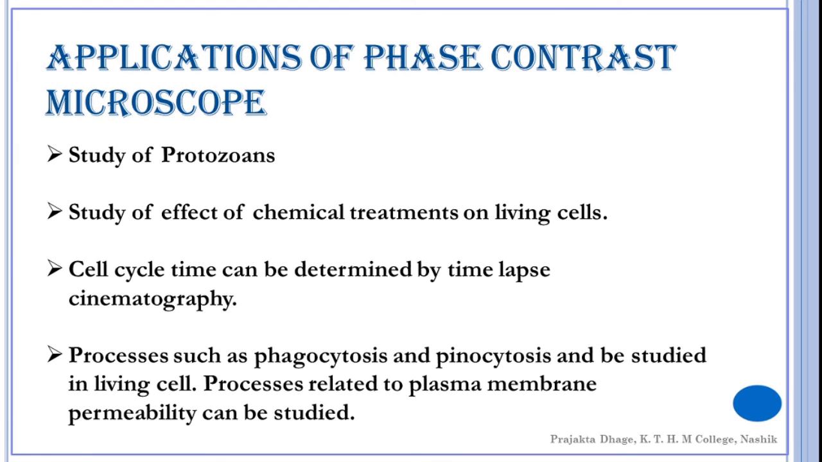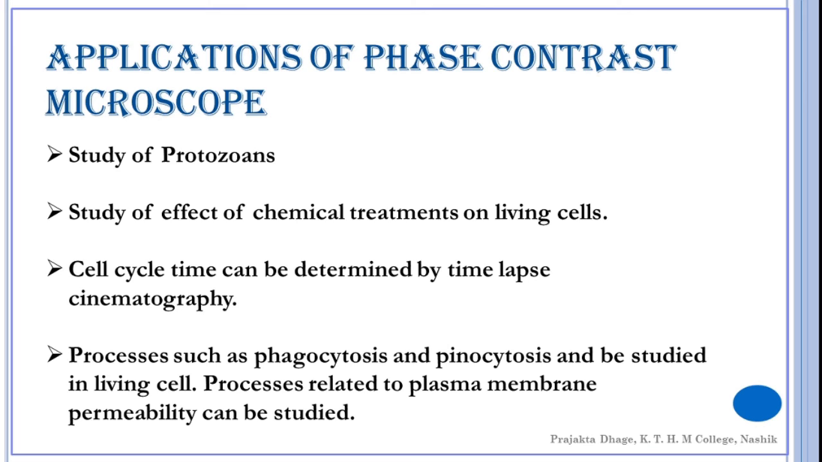We will move on to the applications of the phase contrast microscope. As I have already said before, the phase contrast microscope is used to study living cells without any prior treatment or with very little treatment. So treatments like fixation are not there, and staining is not used. Thus, we can study the cells in their normal conditions, and their normal structures can be studied in natural conditions.